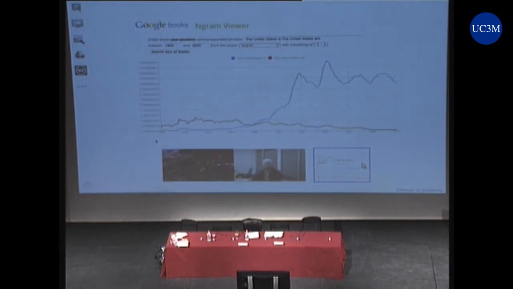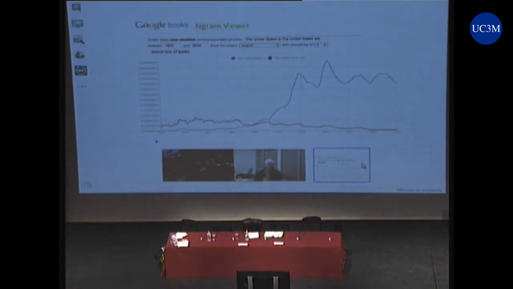And it may be hard for you to read, but what I have here is I've looked for the frequency of two phrases, "the United States is" and "the United States are." And what I'm trying to do here is answer the question, does the United States think of itself as a federation of different states, or does it think of itself as one union? And we can see the two lines there. The blue line is "the United States is," and the red line is "the United States are."